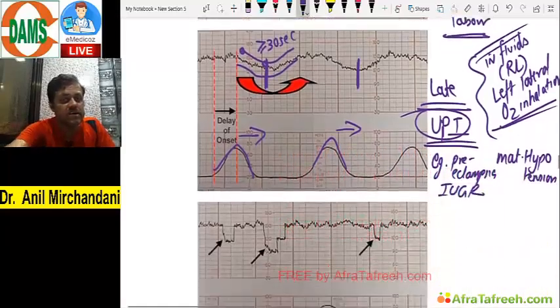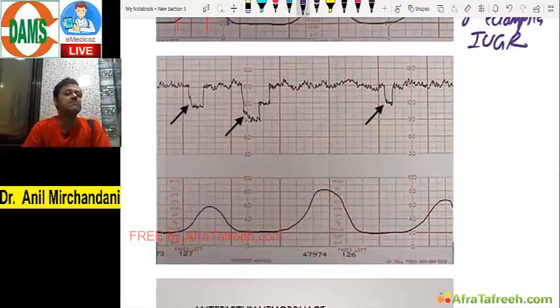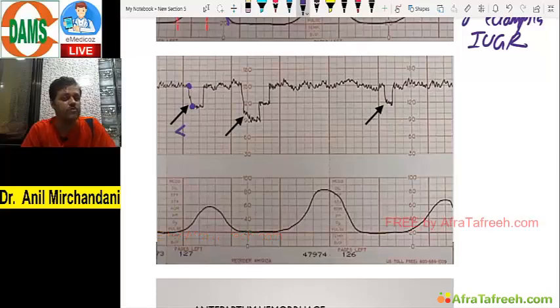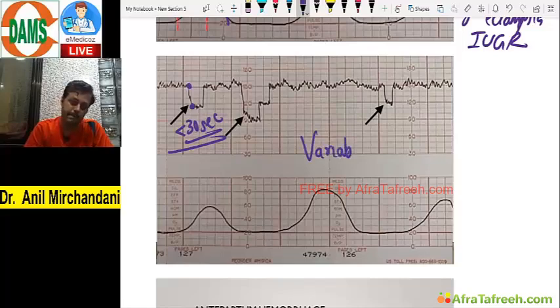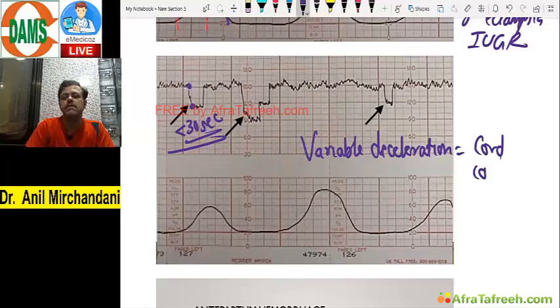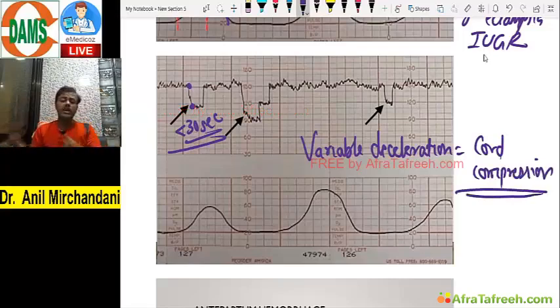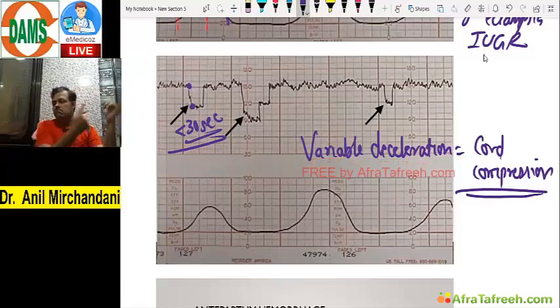But if you see a sudden deceleration, you know you are dealing with something really bad. Sudden deceleration would be variable deceleration. The starting and the lowermost point would be less than 30 seconds away from each other. And this is due to cord compression. Cord prolapse must have happened, oligohydramnios causing cord compression, or cord around the neck, nuchal cord, cord around the arm, or a true knot may do this. Anything which causes cord compression will cause variable deceleration.